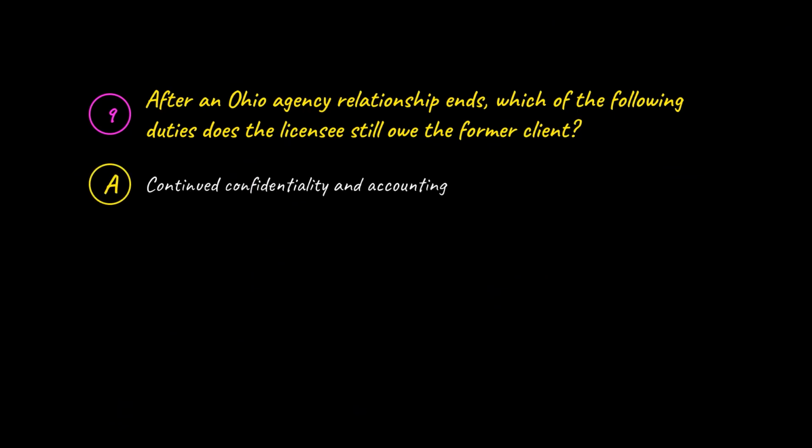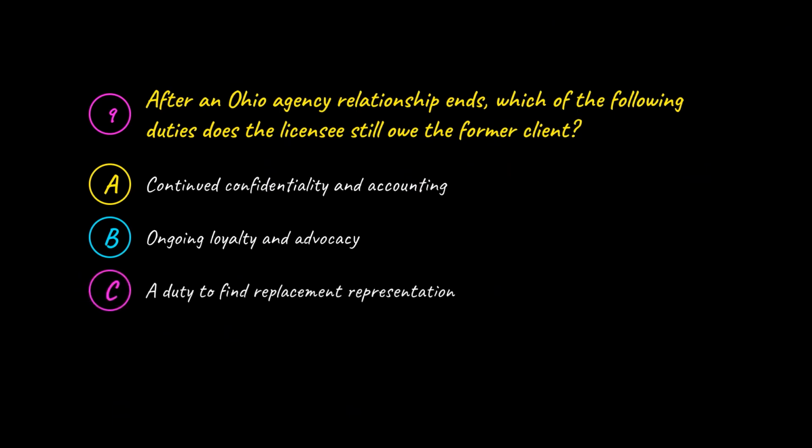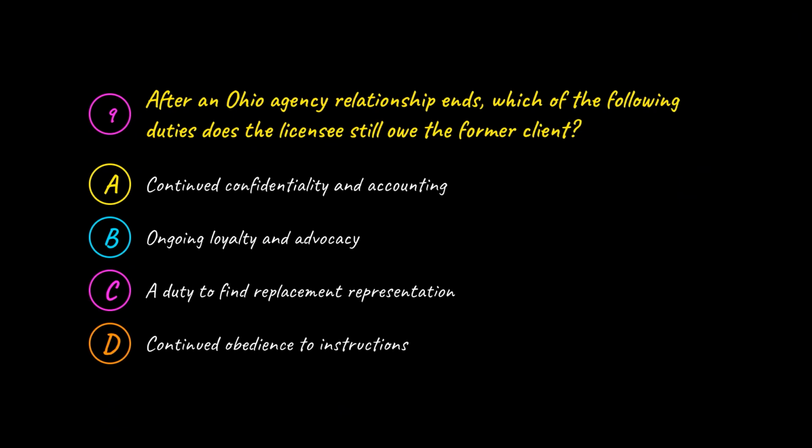Question 9. After an Ohio agency relationship ends, which of the following duties does the licensee still owe the former client? Your options are A. Continued confidentiality and accounting. B. Ongoing loyalty and advocacy. C. A duty to find replacement representation. D. Continued obedience to instructions. Which one is it? Pause the video if you need more time.